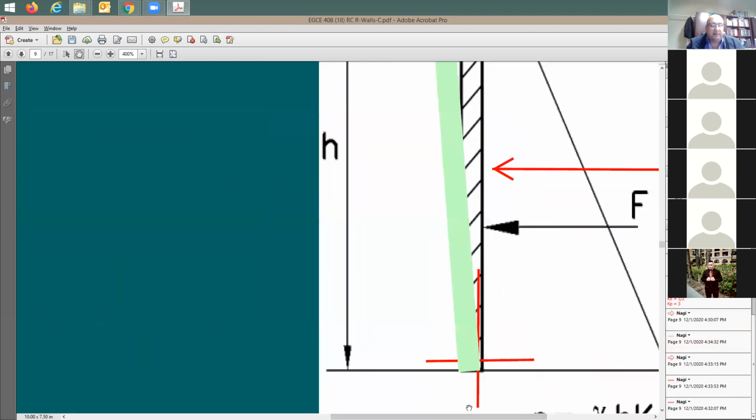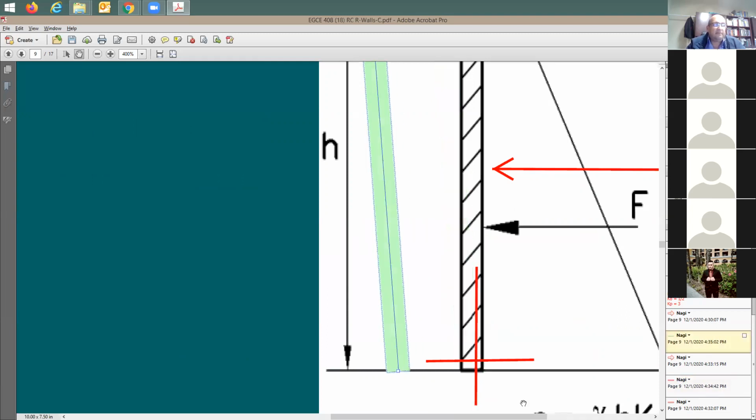Now, where's the tension side? Is it to the right of the wall or to the left of the wall? To the right. It's going to be to the right of the wall, the tension side. That was Anthony's answer, which is completely correct. And in this case, I'm expecting to see the rebars on the right side of the wall, which means on the dirt side or the soil side, if you like. Common mistake.